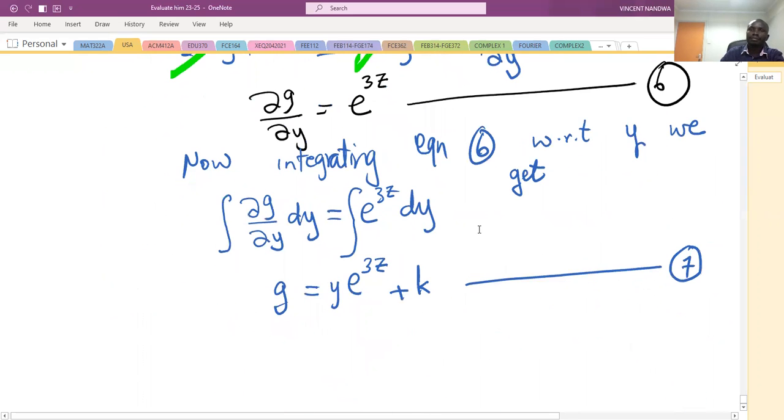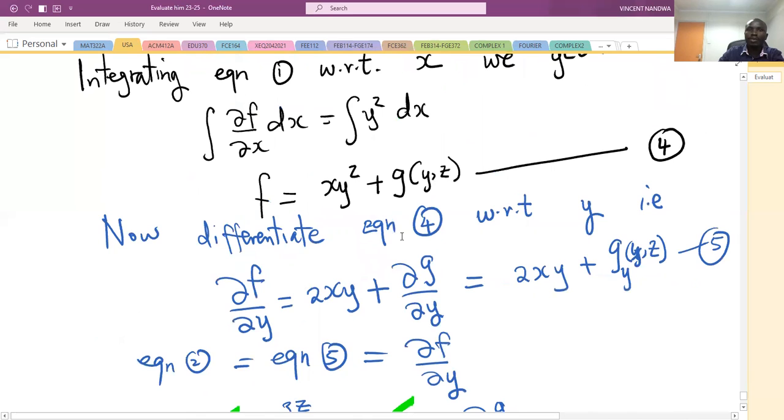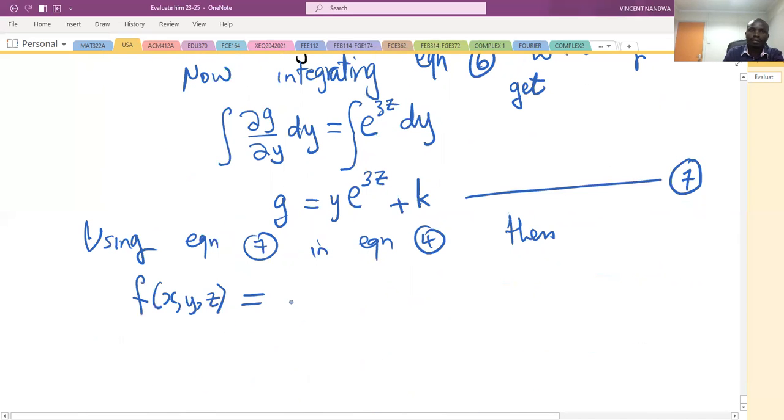So using equation 7 in 4, our f of x, y, z will be given by, from 4, x y squared, plus g of y, z, which is y e raised power 3z plus k. So therefore, that is our potential function.